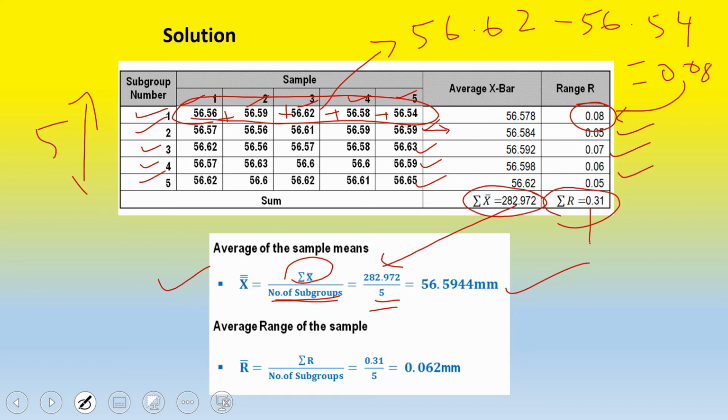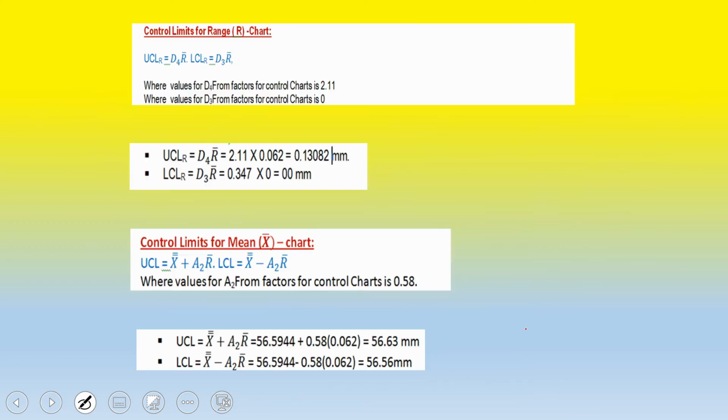Then the average range of the sample. See here, we have found the sum of R. Then sum of R divided by the number of subgroups. Sum of R is coming 0.31. Divide by 5, it will come 0.062 mm. Then we have to find the control limits for the range chart.